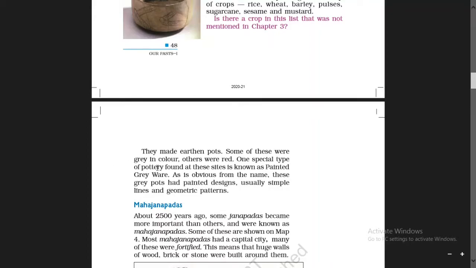One special type of pottery found at this site is known as Painted Grey Ware. As is obvious from the name, these pots had painted designs, usually simple lines and geometric patterns. So I think you are clear here. So let's stop up to here. Thank you all.